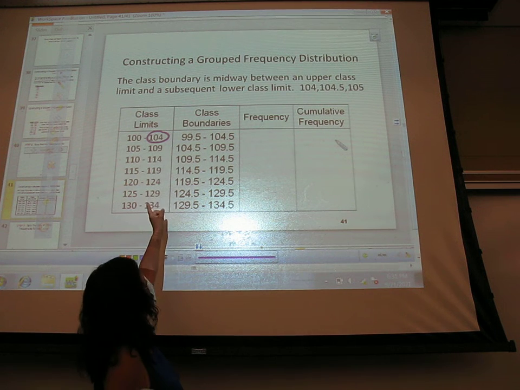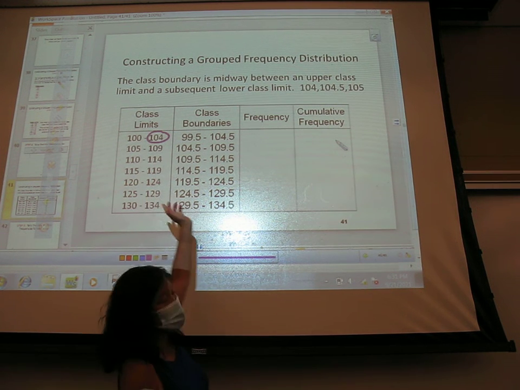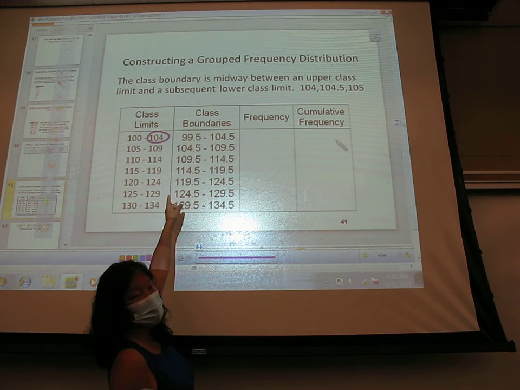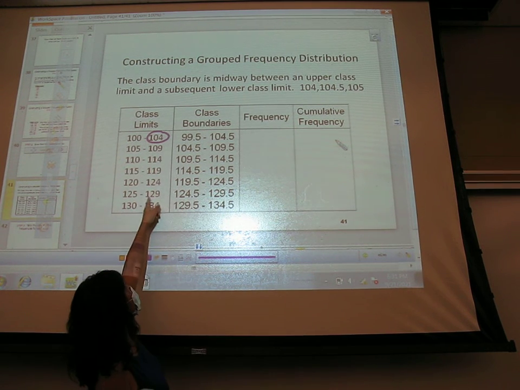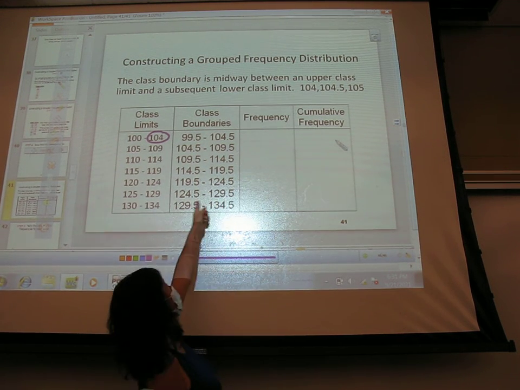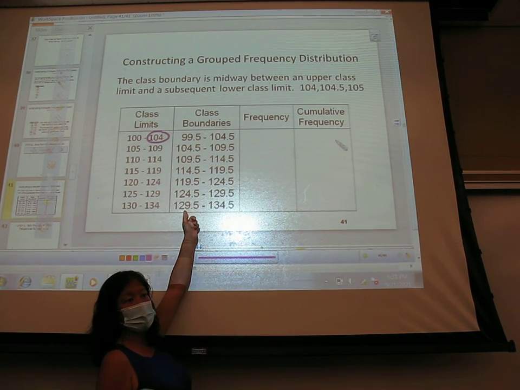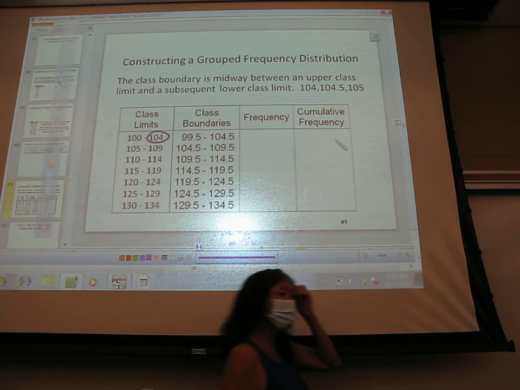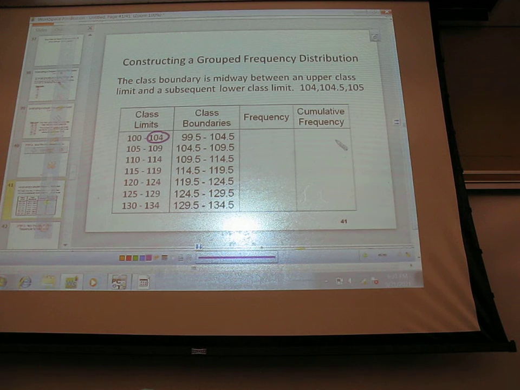You just write that one in. And then 109, just add a 0.5 on the end of it, right? And then that's also the next class here. So you kind of do it like that, like 129, add a 0.5 on the end of it, right? And that's also the lower limit for the next class. So we kind of follow how that pattern works? Good. Questions about this?